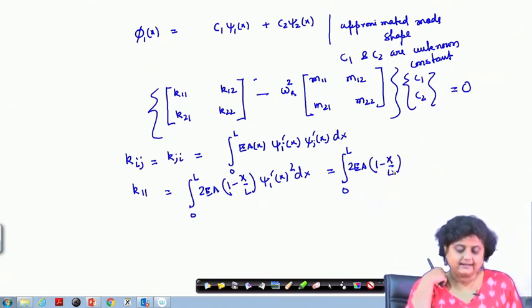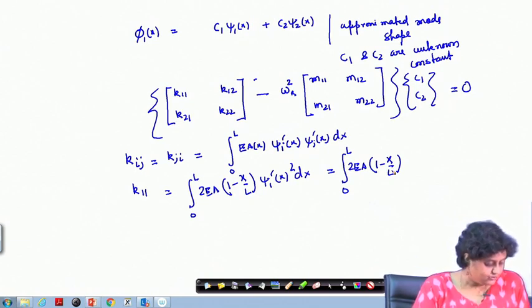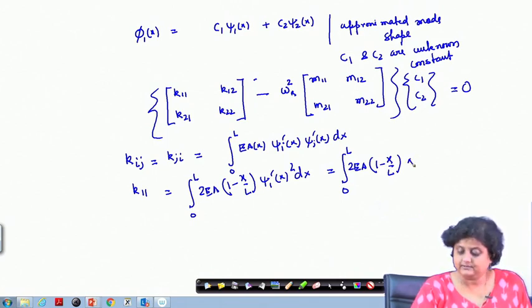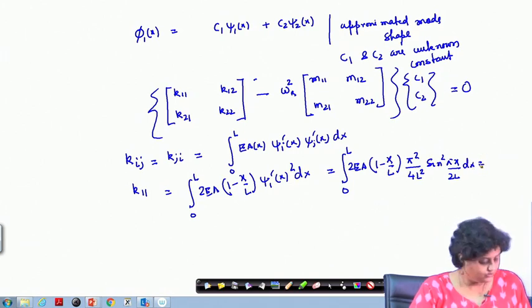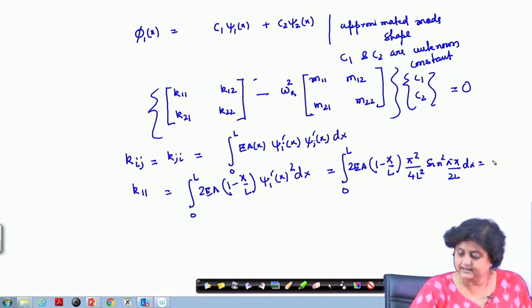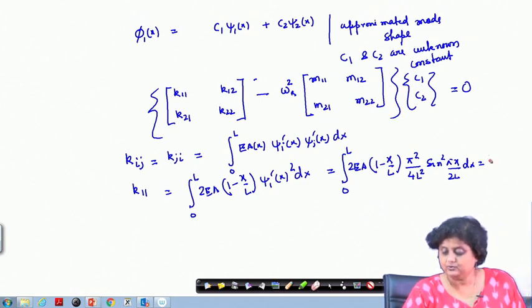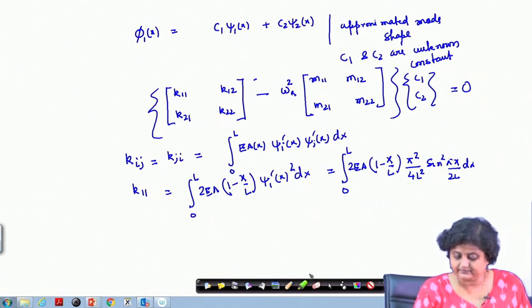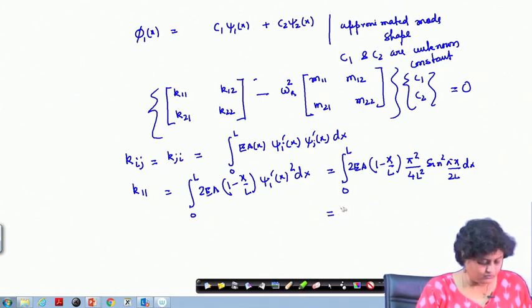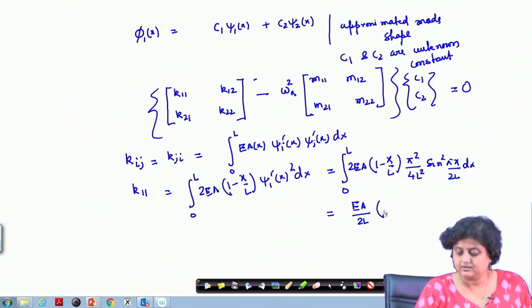So, psi 1 x is sine pi x by 2L, so psi 1 dash x is going to be pi by 2L into cos pi x by 2L, and its square gives pi square by 4L square into cos square pi x by 2L into dx. If you evaluate this integral, you will see that it is equal to EA by 2L into 1 plus pi square by 4.